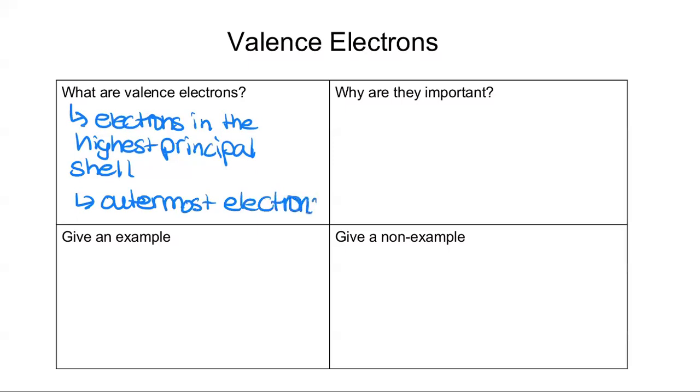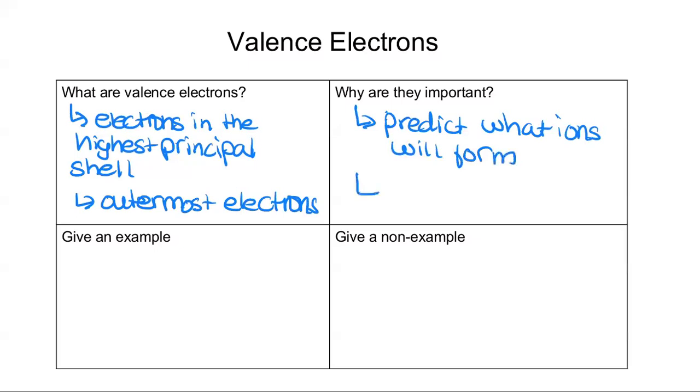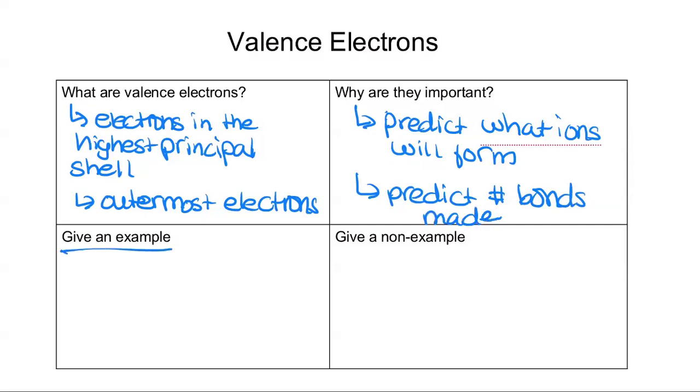They are really important because they tell us what ion it is going to form. They help us predict what ions it will form. And they help us predict the number of bonds atoms are going to make. Bonds made.